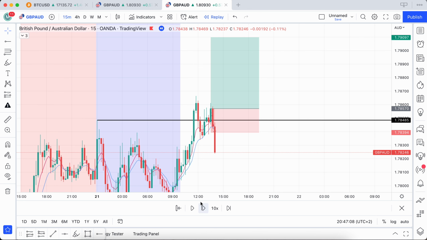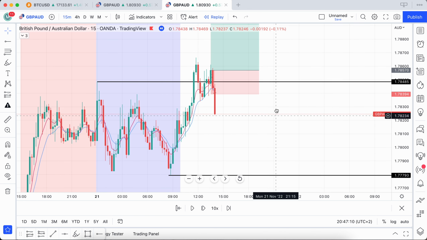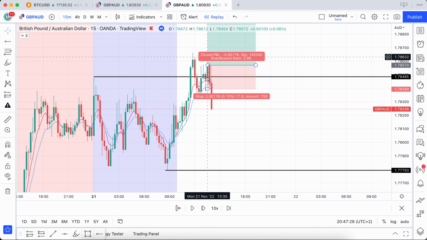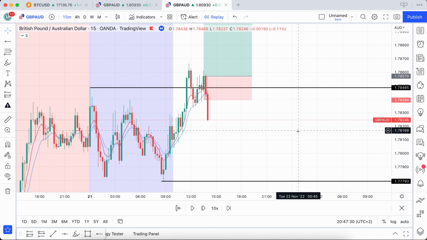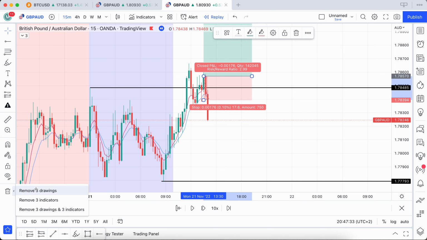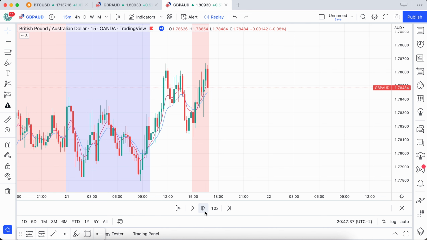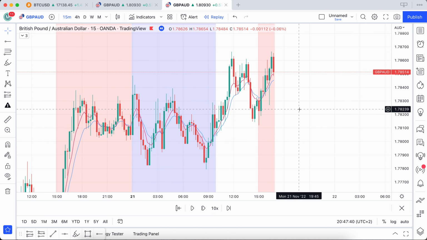Sometimes you may get losing days, sometimes you may get losing weeks, maybe even months. It's pretty rare to have a losing month with the strategy, but losing weeks are definitely something that can happen. But once again, there is nothing to worry about because that's part of the game. So in this case, we had a losing trade. We are minus 1%. We remove the drawings and we wait for the next day. Simple as that.